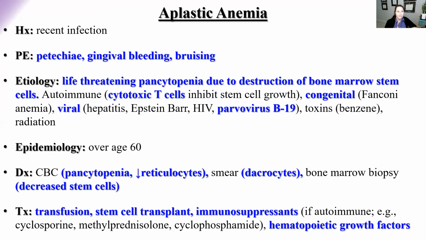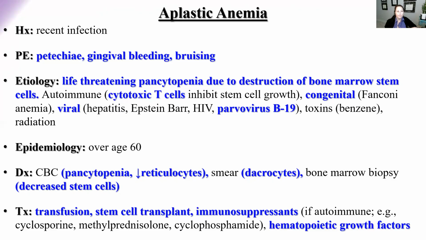Environmental toxins like benzene can cause this, and then radiation, some kind of radiation to the bone marrow. Typically, this is an older population, so over the age of 60. On CBC, we're going to see a pancytopenia. Everything is low. We'll also see a decrease in the reticulocytes, the red baby blood cells, because the factory is not working. On smear, we may see the specific cells called dacryocytes. They kind of look like a tear shape.